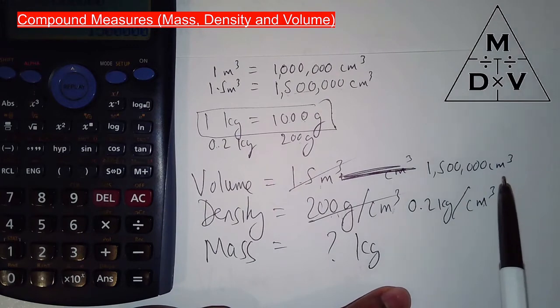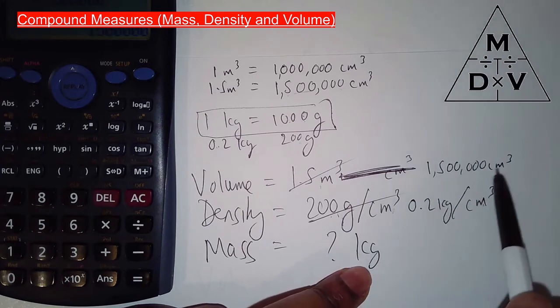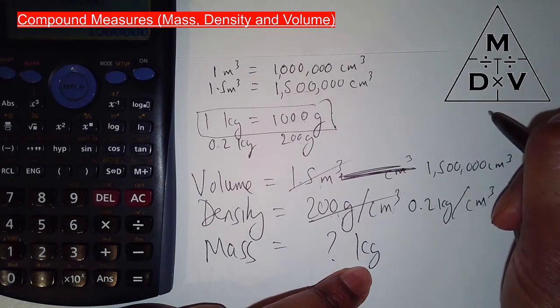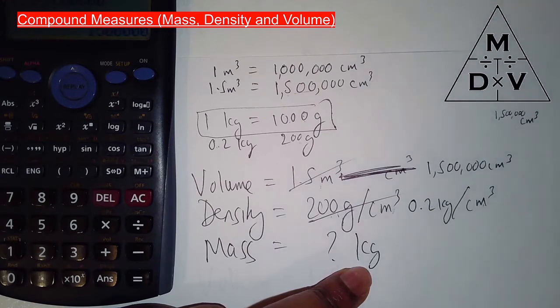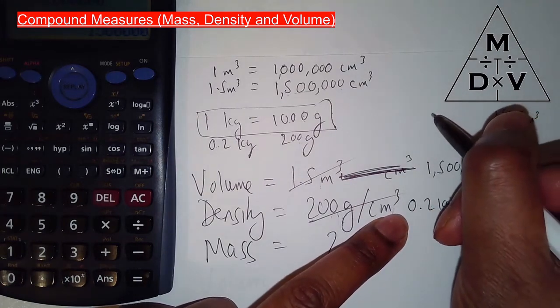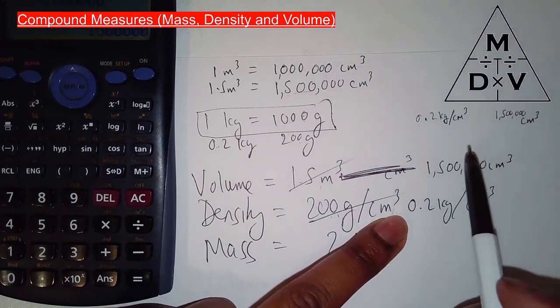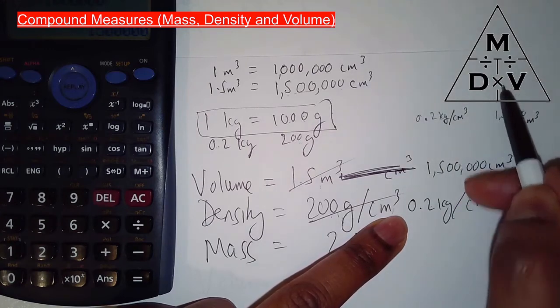Right, let's just check we've got the right unit. Centimeter cubed, kilograms, kilograms. Okay, that's what's required. They want the answer in kilograms. So we now can safely put these numbers into our formula, into our triangle. We've got the volume. And we got the density. Okay, same units. Right, all we can do now is obviously times these two numbers together.